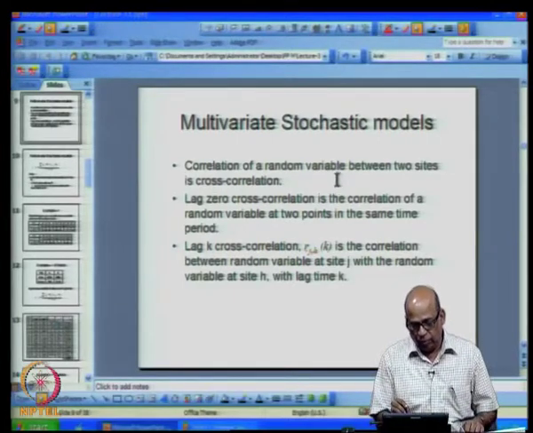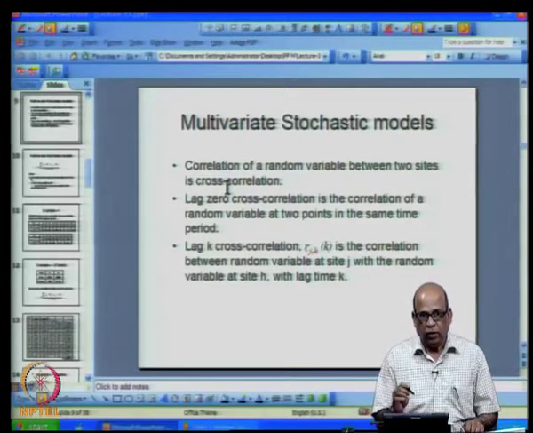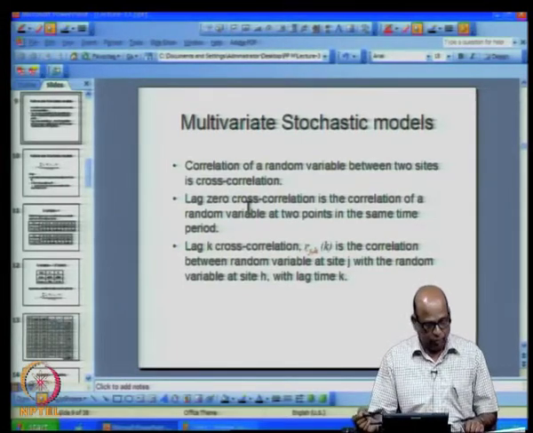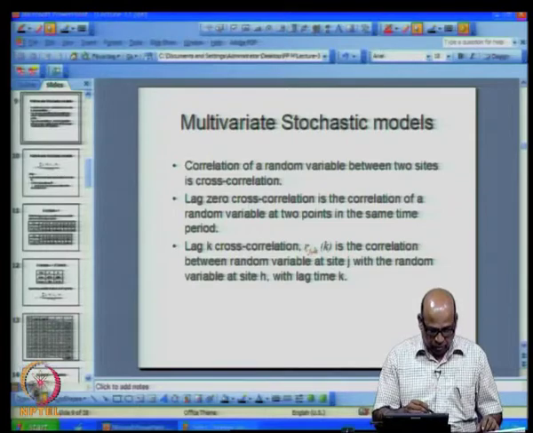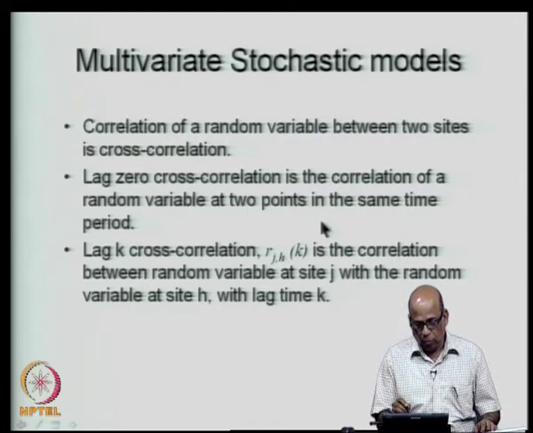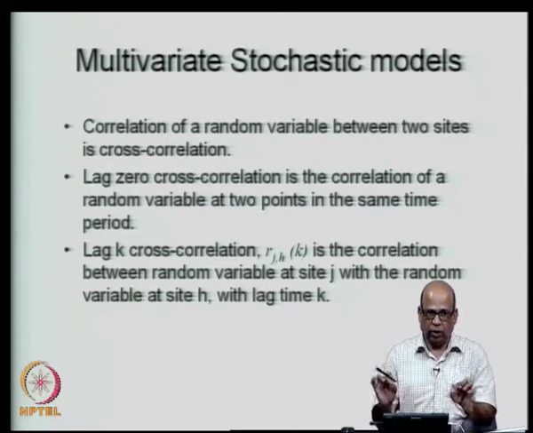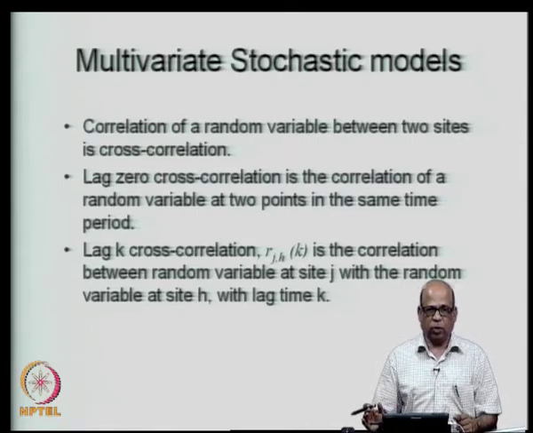Correlation of a random variable between two sites is cross correlation, this is what we have seen. Then lag 0 cross correlation is the cross correlation at 2 points on the same time period. That means, you have two sites and you are taking the same time period, then you are computing the cross correlation, that is lag 0.